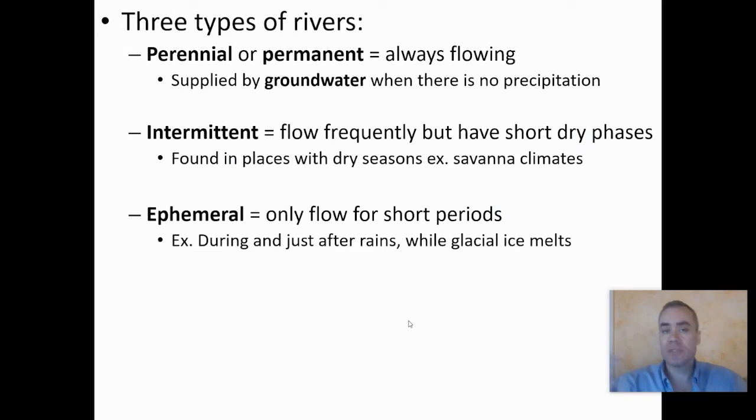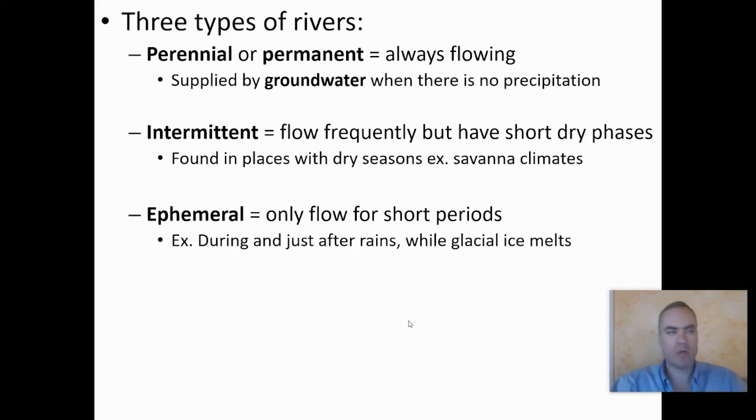There are three types of rivers, types of stream flow. So we have first perennial rivers, then intermittent and ephemeral. Perennial rivers, or permanent rivers, are just like it sounds. It's always flowing. And I always wondered, how is it possible that rivers can flow?